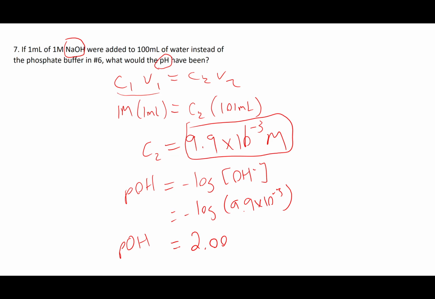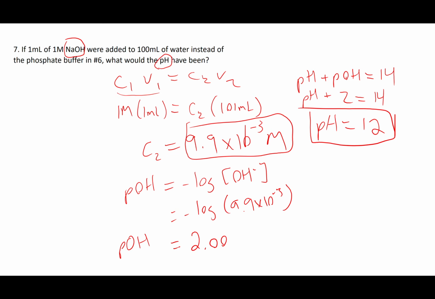All right, now the question is asking for pH. Now, at this point, this is a very easy problem for us to do because pH plus pOH is always going to equal 14. Well, we just determined pOH is 2. What does pH have to be? Well, if we subtract 2 from both sides, we get pH is equal to 12. All right, so if we had taken that same 1 milliliter of base and added it to water, the pH would have gone from 7 all the way up to 12.